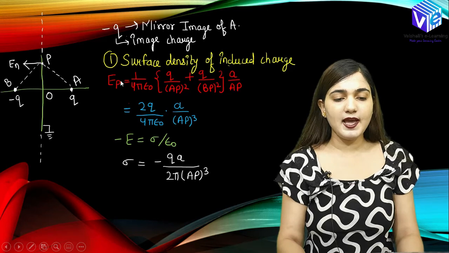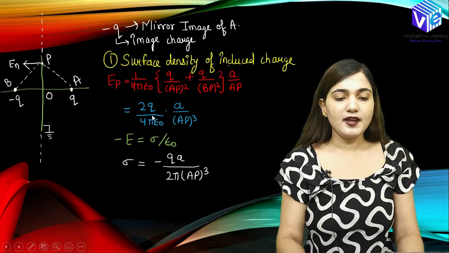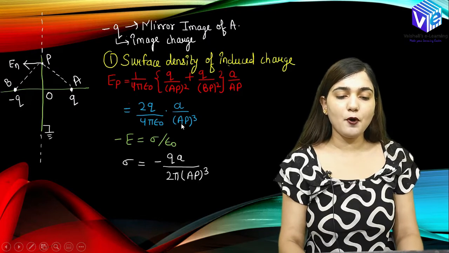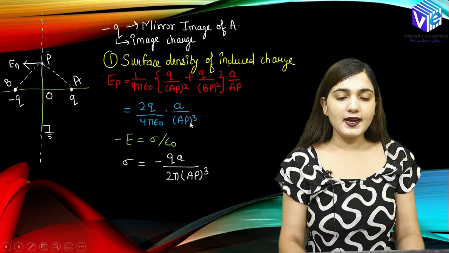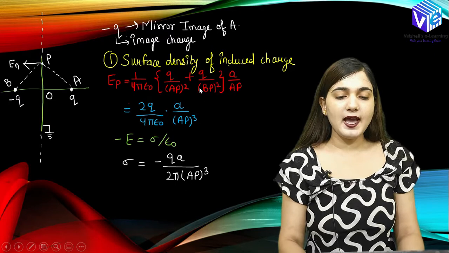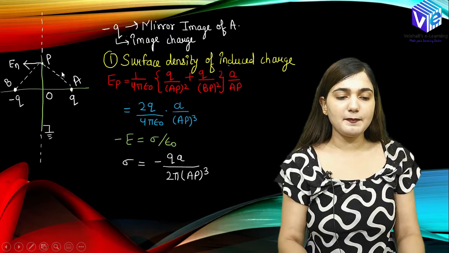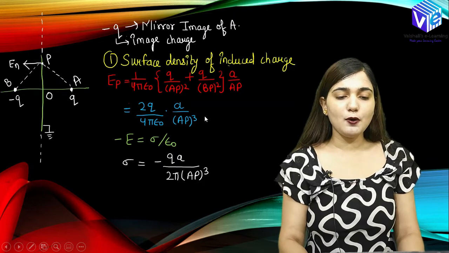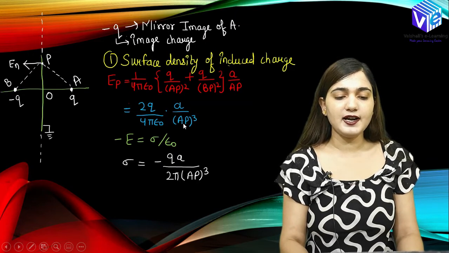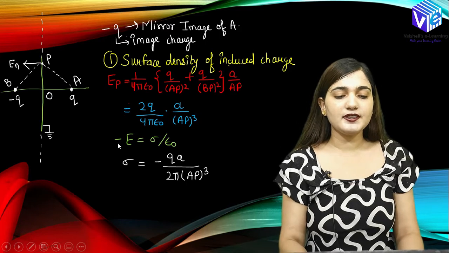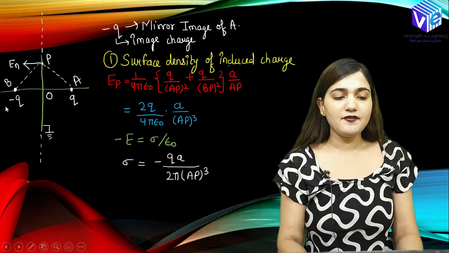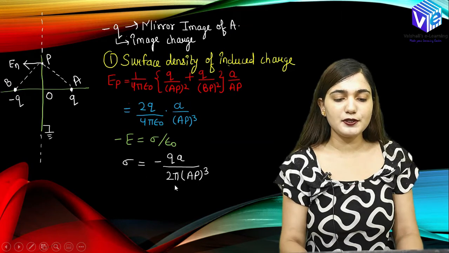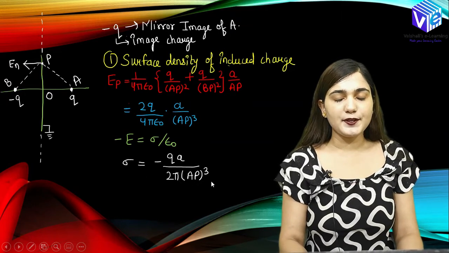So here we will be having this to be minus E. So here we will be having 2q upon 4 pi epsilon naught A upon AP cube, right? So this is how we will be having the unit vector. A upon AP would be the unit vector along this direction, right? And this is how we can have the final electric field at the point P, which is denoted in the negative sign, because here we have one charge as minus q and one charge as plus q. So sigma would be minus qa upon 2 pi AP cube, right?